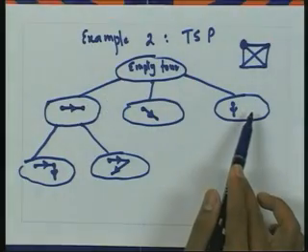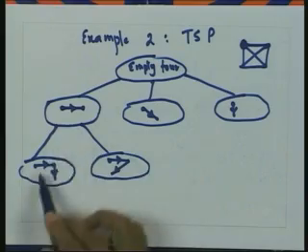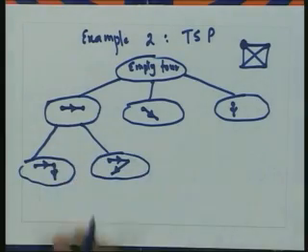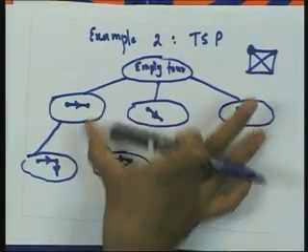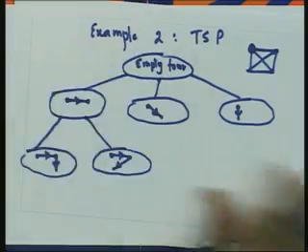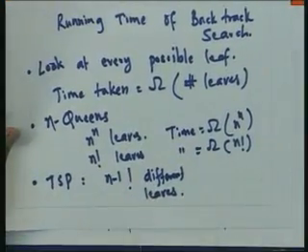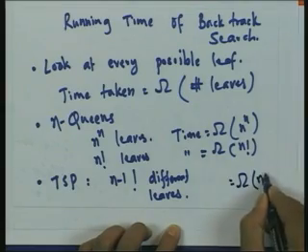So simply put, there are 3 ways of getting to the vertex at the first level. The next, there are 2 children, and in this case, there will be 1 child, and so on. But in general, if we start with an n city tour, there will be n minus 1 children at the first level, n minus 2 children at the second level for each of the vertices in the previous level. So therefore, we'll have n minus 1 factorial different leaves, and again, here the time will be omega of n factorial.